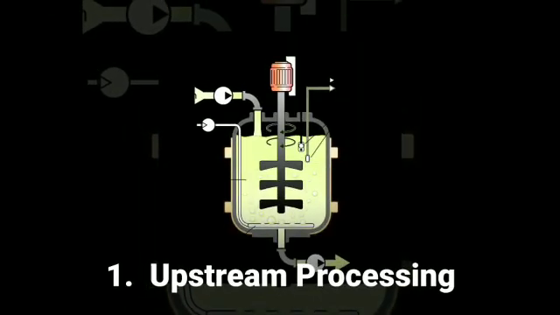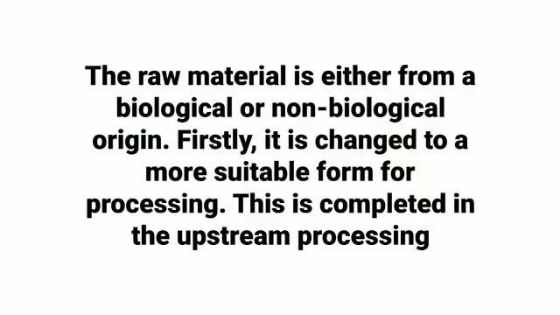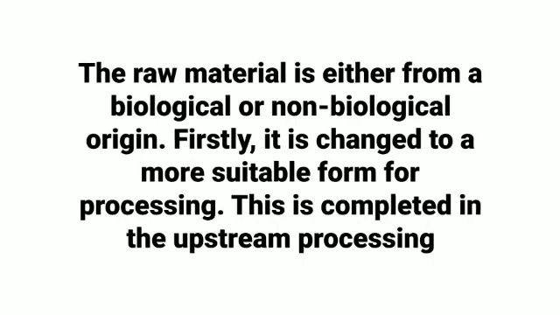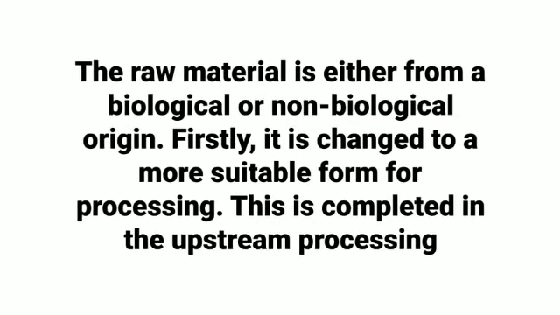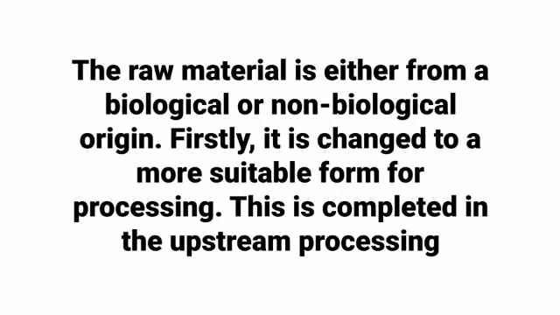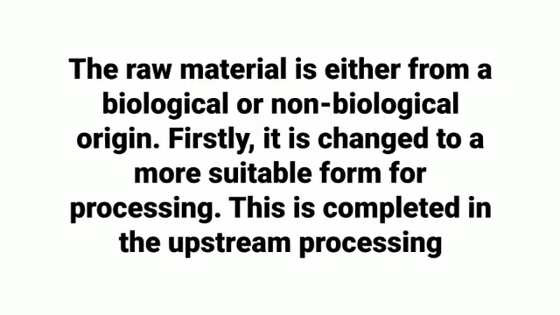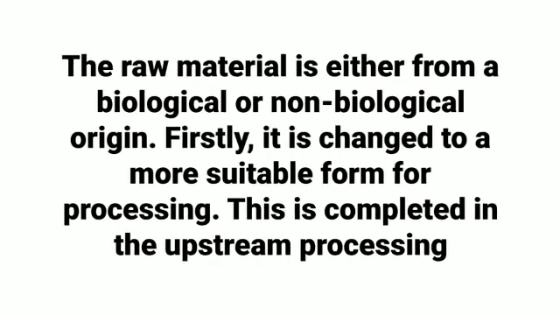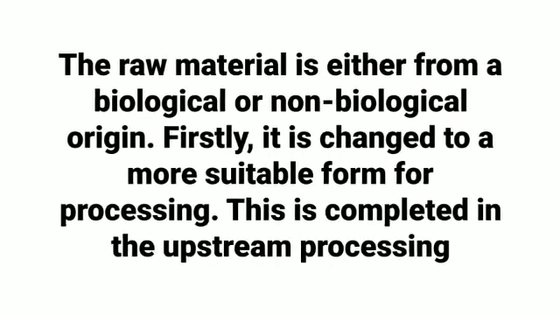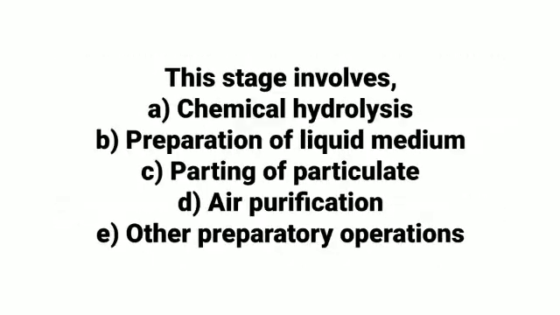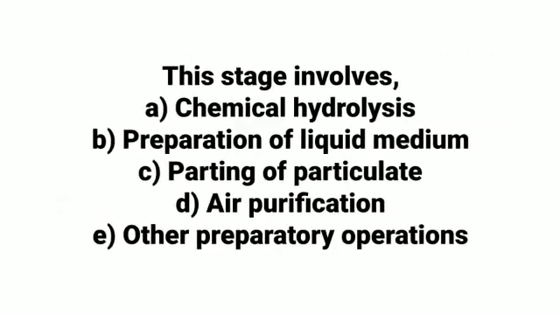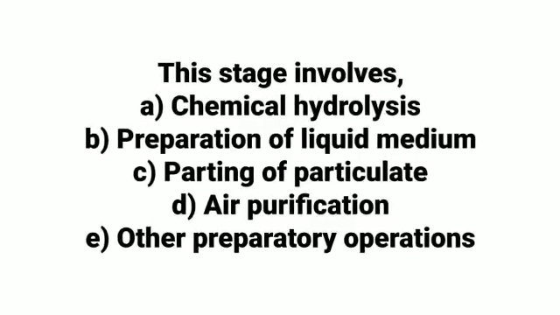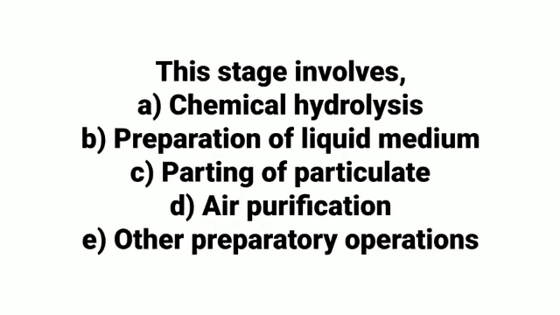First stage, upstream processing. The raw material is either from a biological or non-biological origin. Firstly, it is changed to a more suitable form for processing. This is completed in the upstream processing. The stage involves chemical hydrolysis, preparation of liquid medium, parting of particulate, air purification, and other preparatory operations.